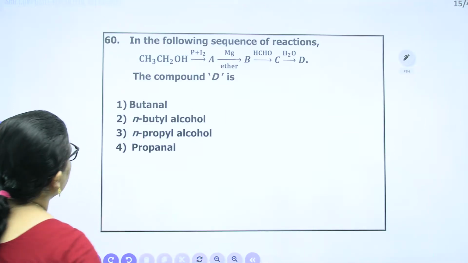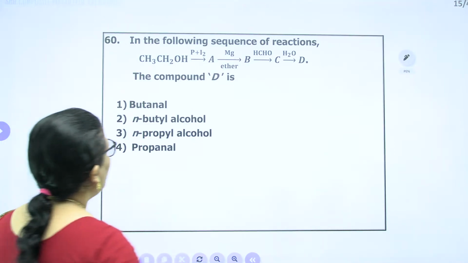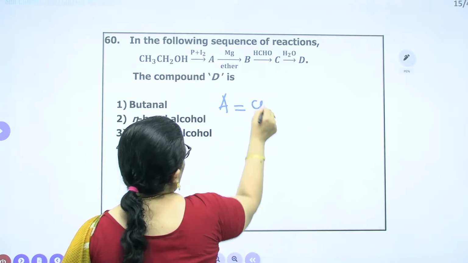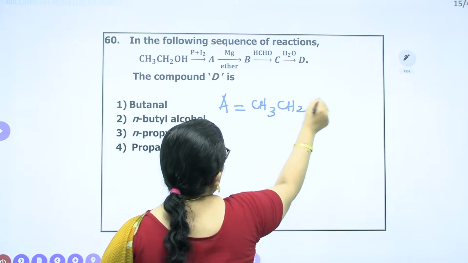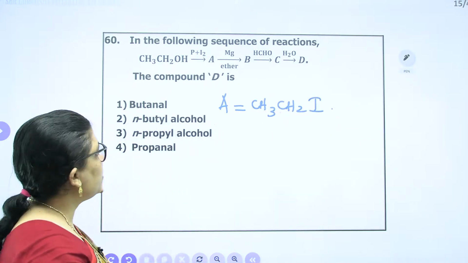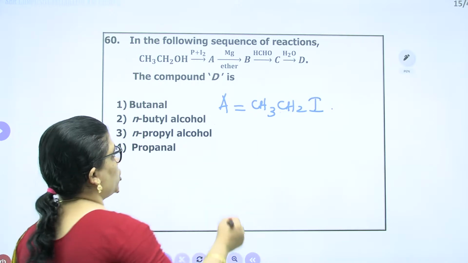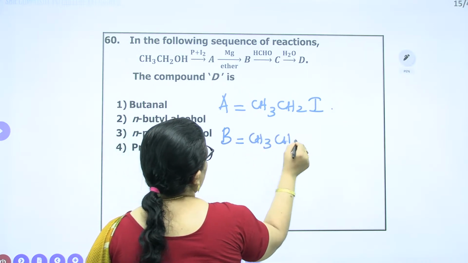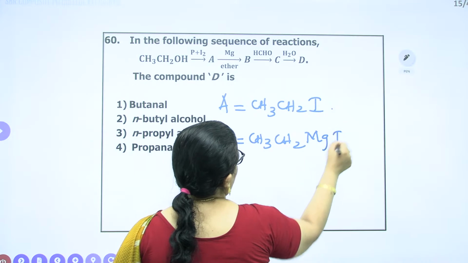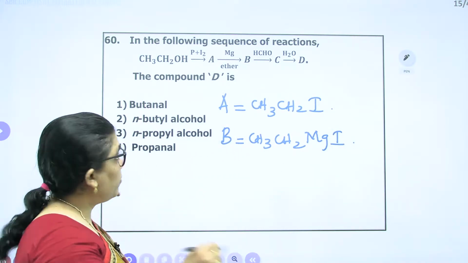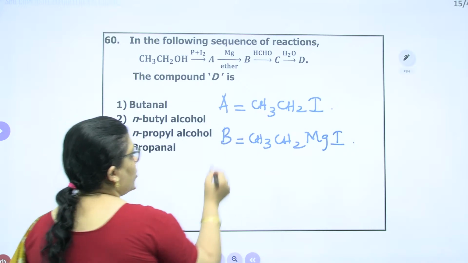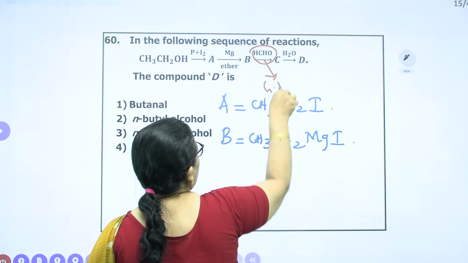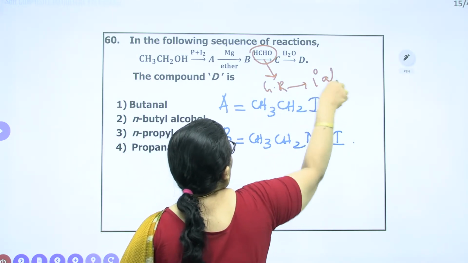Question number 60. In the following reaction, what can we write here? Alcohol with phosphorus and iodine will give CH3CH2I. Further, with magnesium and dry ether we will get the Grignard reagent, CH3CH2MgI, ethyl magnesium iodide. Further, with formaldehyde and water, we know very well that formaldehyde always with a Grignard reagent produces primary alcohol.